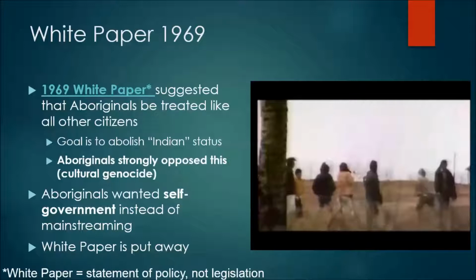Instead, what they're asking for is, rather than change the Indian status, give them self-government. And you heard Harold Cardinal there talking about it. He said there's an Aboriginal Affairs minister, someone from the government who watches over the Aboriginals. Why not just let the Aboriginals watch over the Aboriginals, is what they're starting to ask for. So with the lack of popularity of this White Paper in 1969, it's pretty much put on the back burner. It's put away. So nothing is done because of it.